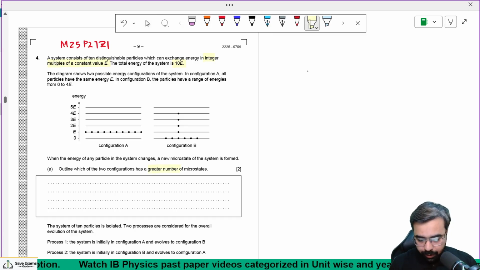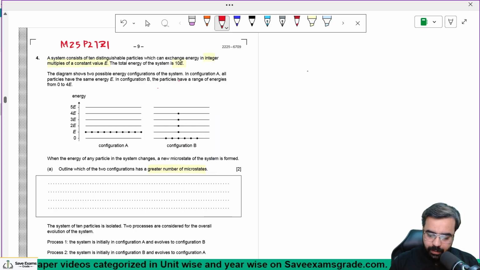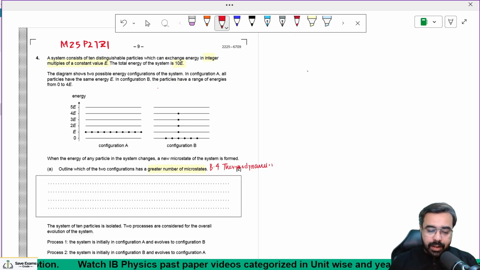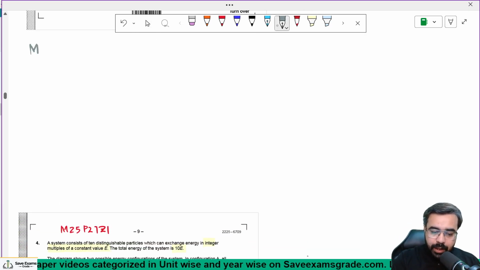greater number of microstates. So dear students, this is a question about B.4 thermodynamics, in which we will see logically which has more microstates. But let us quickly understand what exactly a microstate is, and for this, I will explain in the context of this definition.